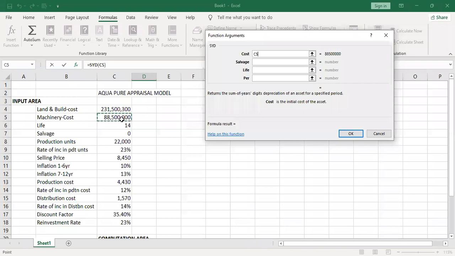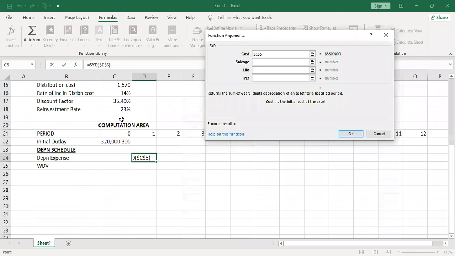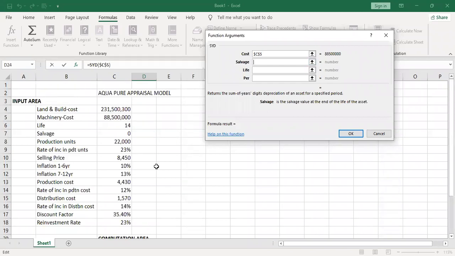That means when I go to year 5 or year 6, still the cost will be the what? The same. So that means I have to fix this cell. So after clicking on the cost, you press F4 if your computer fixes using F4, or FN F4 to fix that cell. Then after that, you click on salvage. When you go to the input area, we have the salvage. And our salvage is 0.